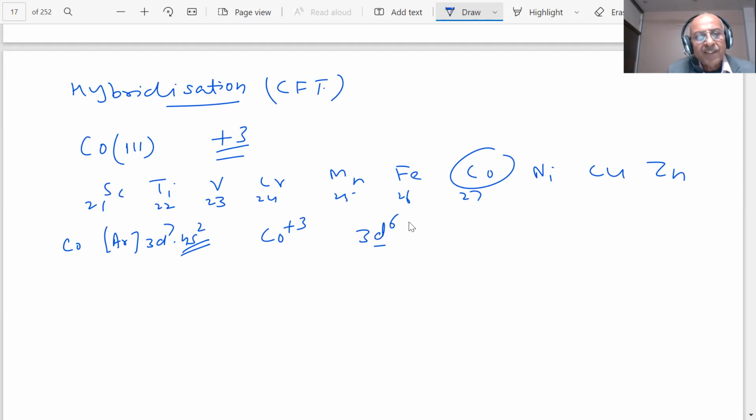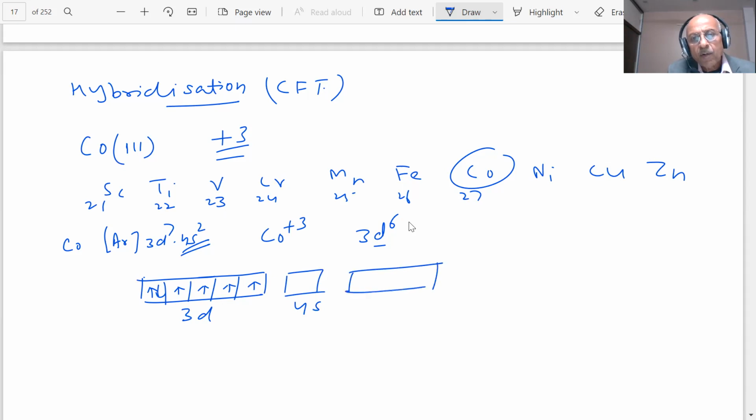So what do you mean by 3d6, students? If I have 6 electrons, this is 1, 2, 3, 4, 5, and this is my 6. So this is 3d, this is my 4s, and you have 4p. Now, there are six donor atoms, so you need how many? 6. How will you get 6? Because you have en. This is a strong field ligand, students.